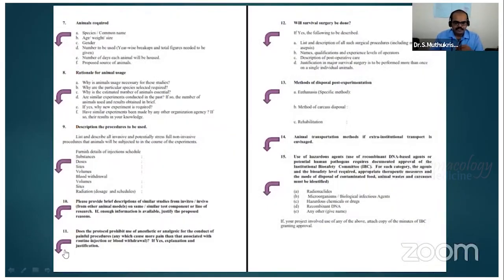So in the 11th, during the protocol, during the procedure, during the experimentation process, if the animal is going to feel severe pain, then at that time you have to use analgesics or pain relievers. Either your protocol is going to prohibit the usage of analgesics or pain relievers, in which case you have to justify.